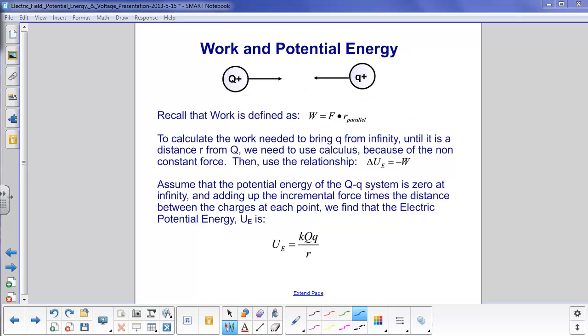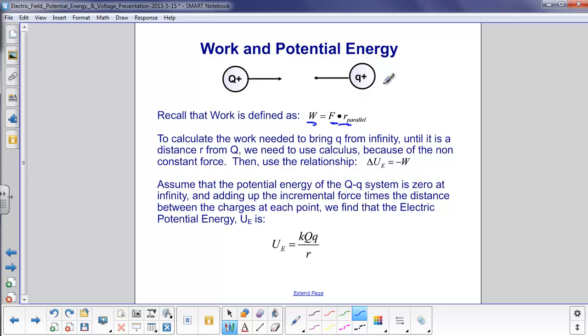Continuing on, recall that work is defined as force times the distance that's parallel to the force over which the force acts. Later on in AP Physics, we'll talk about a dot product, which basically says you take the component of force in the direction that you're moving the particle, and you multiply those numbers together and you get work.